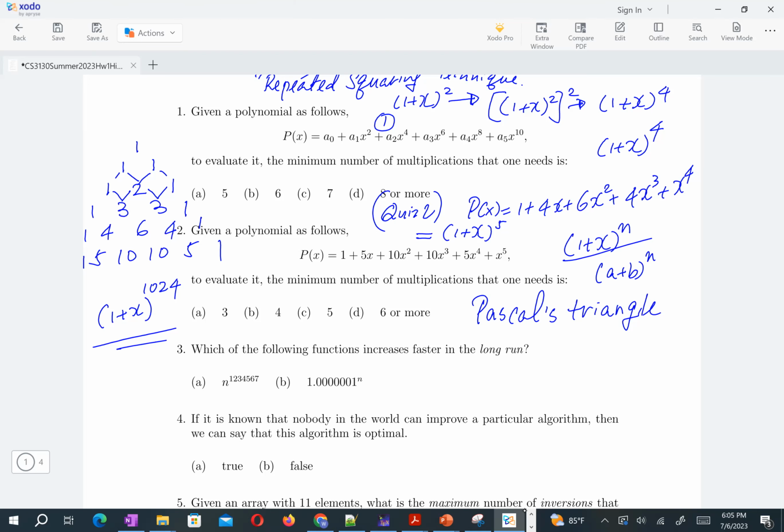Some rule. When n is a power of 2, we can apply the repeated squaring technique to get a minimum number of multiplications.